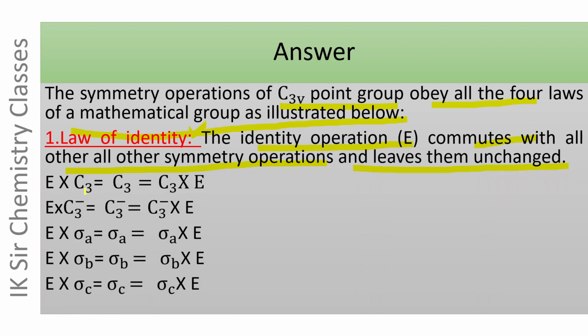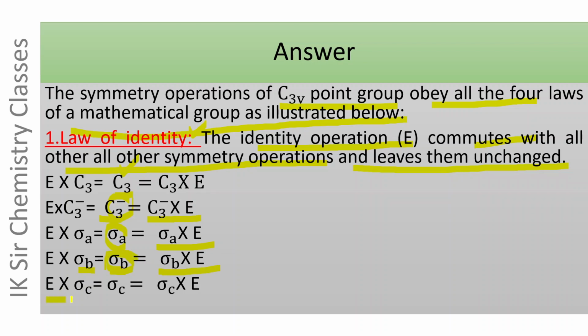E into C3 is equal to C3, while C3 into E is also equal to C3. E multiplied by C3 inverse is equal to C3 inverse, and C3 inverse multiplied by E is also equal to C3 inverse. E into sigma A is equal to sigma A, and sigma A multiplied by E is also equal to sigma A. E multiplied by sigma B is equal to sigma B, and sigma B multiplied by E is also equal to sigma B.